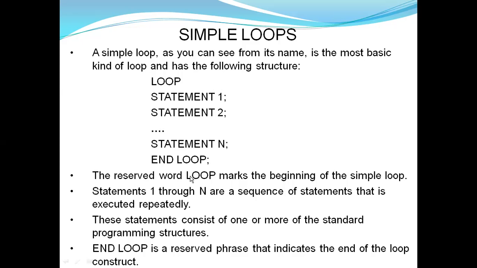So the reserved word loop marks the beginning of a simple loop. Statements 1 through n are a sequence of statements that is executed repeatedly. Now repeatedly means what? 1 to this, and then again 1 to this, then again 1 to this. These statements consist of one or more of the standard programming structures. So it could be your SQL statement, it could be your PL/SQL statements. End loop is a reserved phrase to indicate the end of the loop construct. So here the loop starts with the keyword loop and it is ended with the end loop.